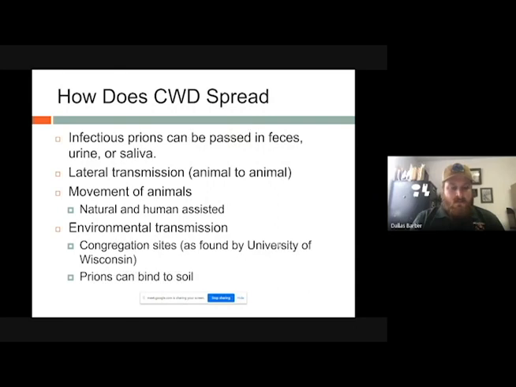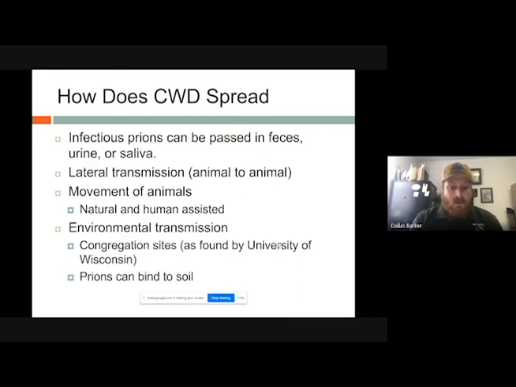Again, these are things that we take into consideration, especially when it came to this regulation. Infectious prions, when the animal's alive, can be passed in feces, urine, and saliva. Obviously, lateral transmission is an issue, being animal to animal. Movement of animals, so live or dead, is a major issue, both natural and human assisted.